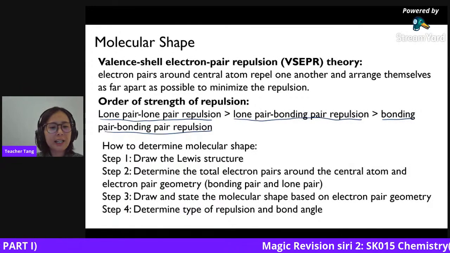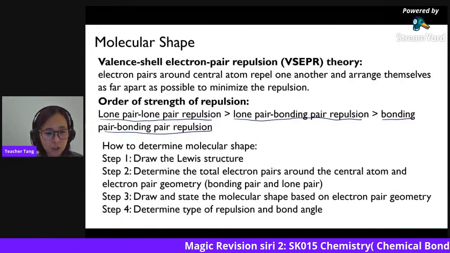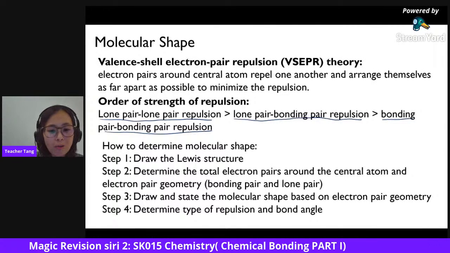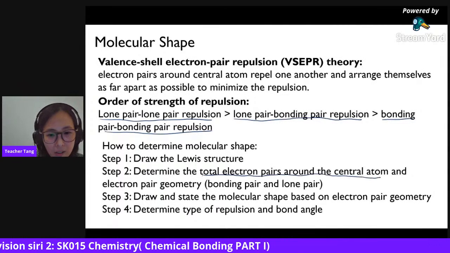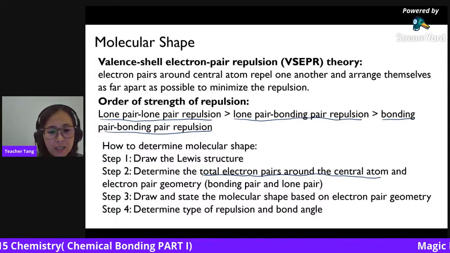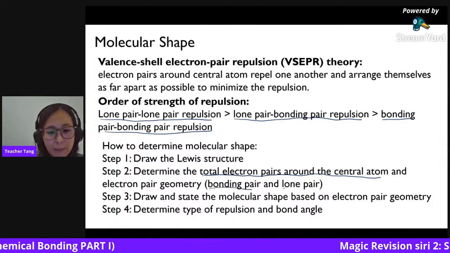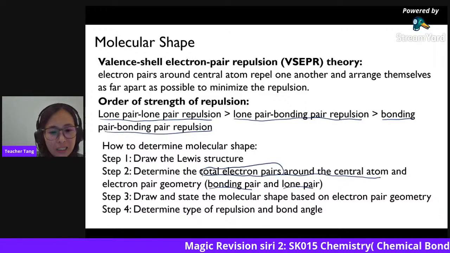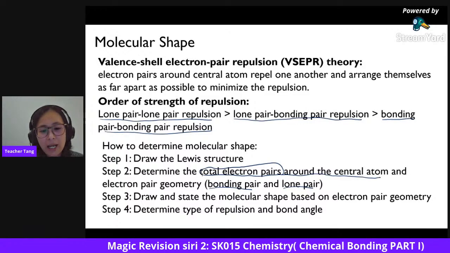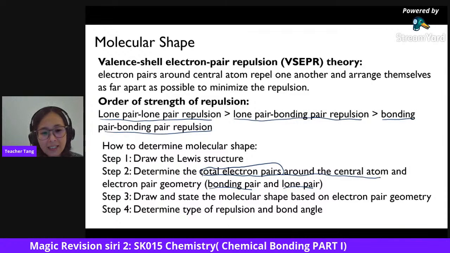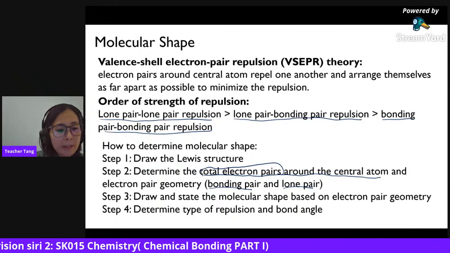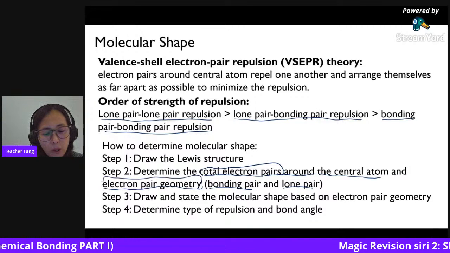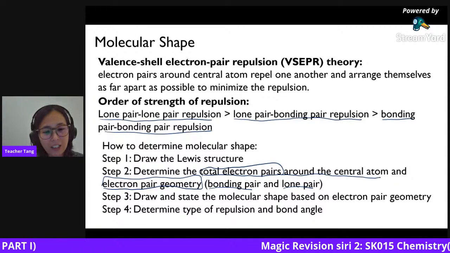So step number 1, you need to draw the Lewis structure. And in step number 2, you determine the total electron pairs around the central atom. By determining the total number of bonding pairs and lone pairs around the central atom, you can get the total electron pairs around the central atom. And from the total electron pairs, you need to determine the electron pair geometry. And this electron pair geometry is the backbone for us to draw the molecular shape.